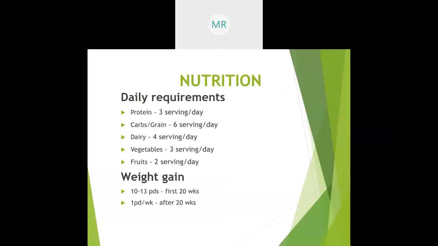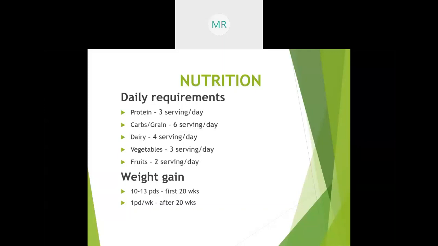First one here we have is protein, 3 servings a day. That includes meats, eggs, and legumes. Carbs and grains are 6 servings a day. Dairy is very important. Dairy is very important for fetal skeletal tooth formation. An example of dairy is a quart of milk a day. It helps alleviate occurrence of leg cramps.